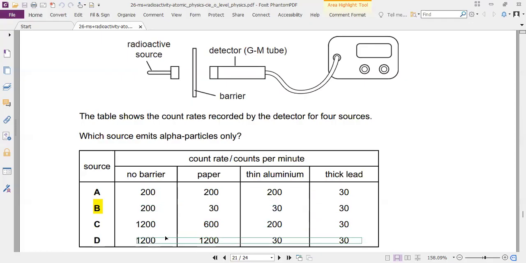Now look at this. Yes, we can't accept A and D because in both the paper did not bring the count rate down. We can consider C, but look, it is decreasing the count rate after paper, but also decreasing after thin aluminium and after lead. That means this source has all three radiations. We want to have a source with only alpha radiation, so we will choose answer B.